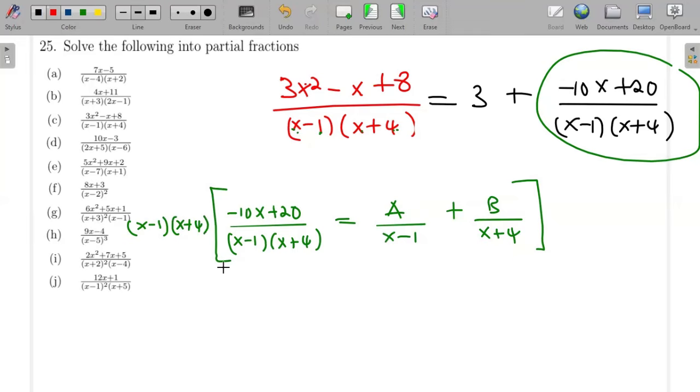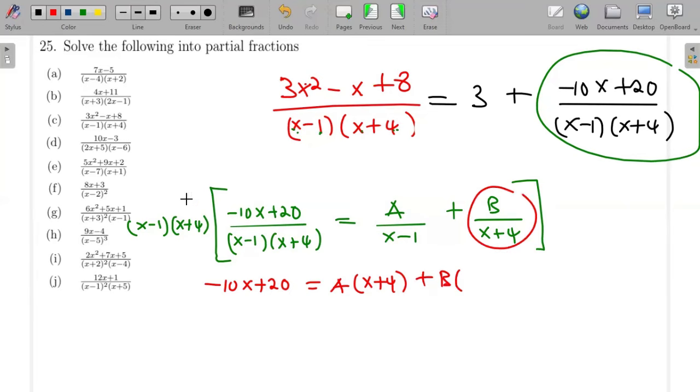Okay, so when I multiply throughout, I'll just remain with minus 10x plus 20 is equal to, when I multiply this with this, the x minus 1 cancels out, so I remain with a multiplied by x plus 4, and then plus b. When I multiply this with this, the x plus 4 cancels out, I remain with x minus 1. So now I want to find the values of a and b.